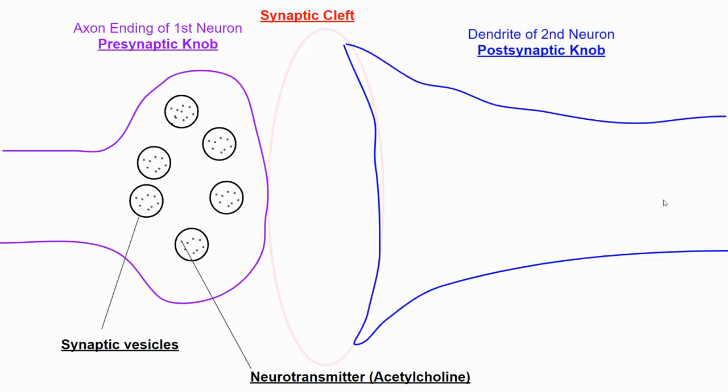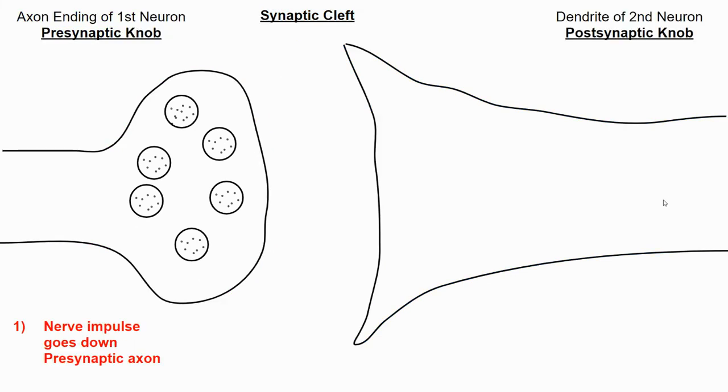And our neurotransmitter for this case, and this is important, you need to know this word, is acetylcholine. Here we have the postsynaptic knob, and in between we have the synaptic cleft. Now the postsynaptic knob is the dendrite of the next neuron. So the first step that's going to occur, and you can follow along and add these into your notes, you have the steps as synaptic activities, is the nerve impulse goes down the presynaptic axon.